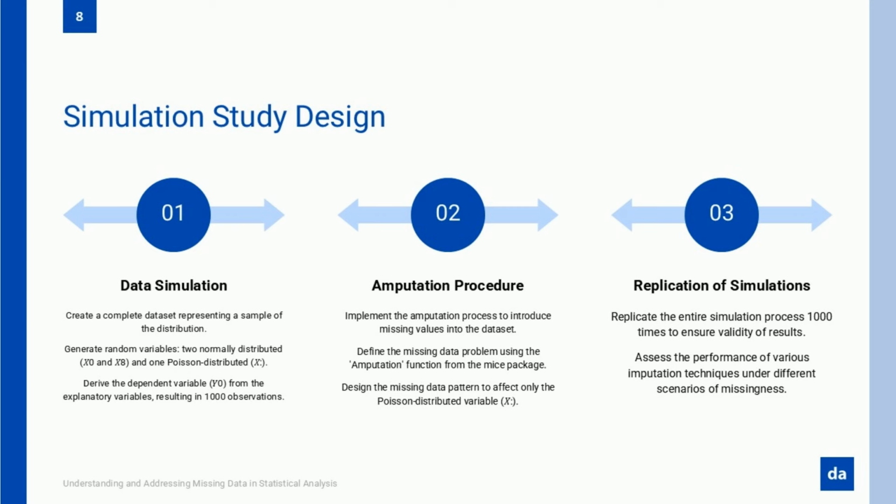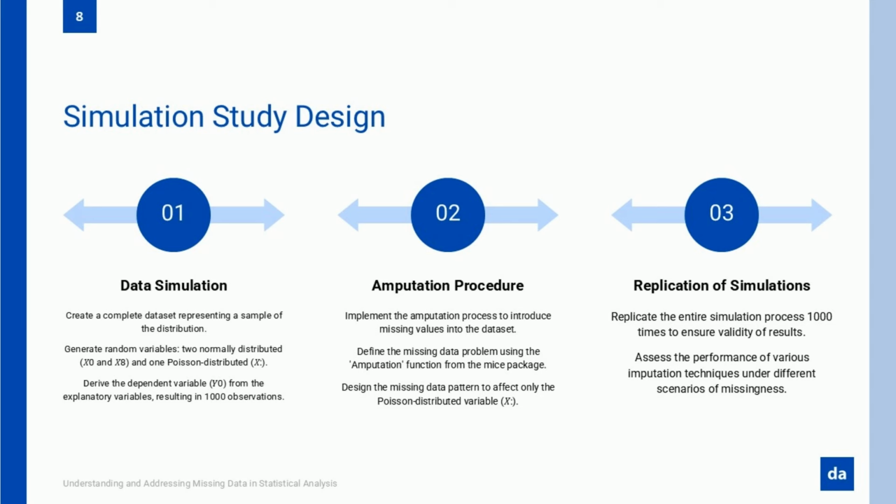The process begins with generating a complete dataset, which serves as a perfect world, a world where no data is missing yet. This dataset represents a sample of the real-world data distribution and includes explanatory variables. Two normally distributed variables labeled x0 and x8 are created with specified means and standard deviations to mimic real-life variables like age, income, or scores.